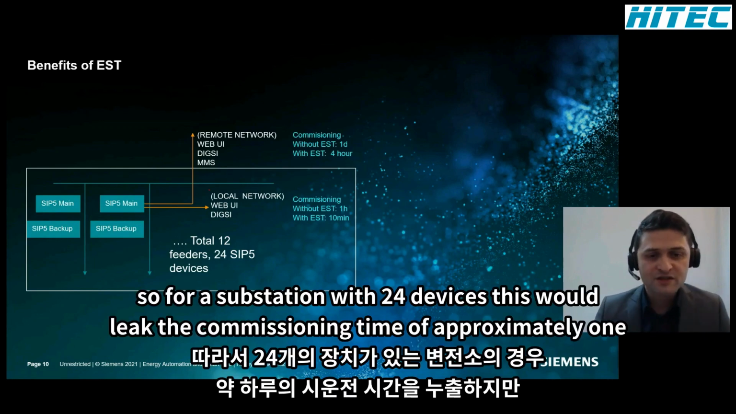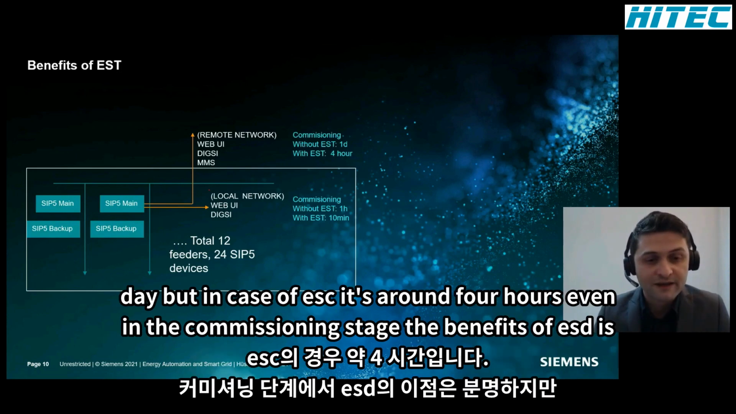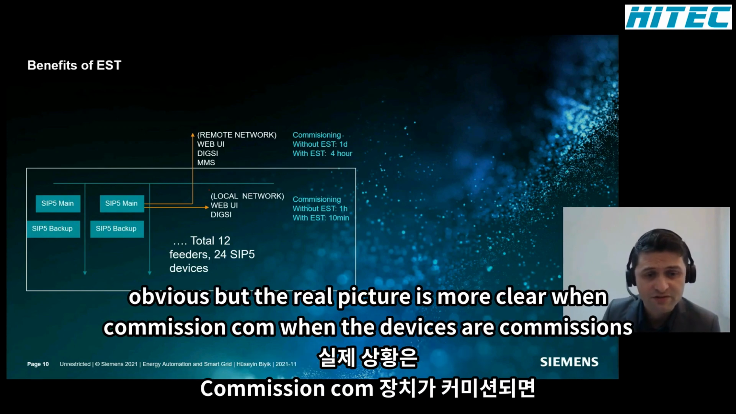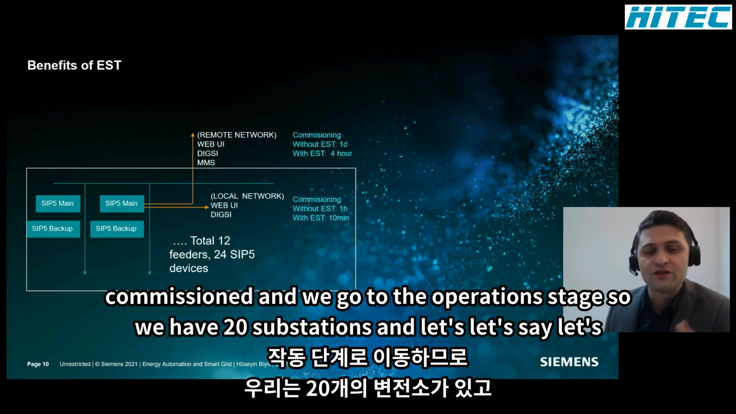So for a substation with 24 devices, this would lead to a commissioning time of approximately 1 day. But in the case of EST, it's around 4 hours. Even in the commissioning stage, the benefits of EST are obvious, but the real picture is clearer when the devices are commissioned and we go to the operation stage.